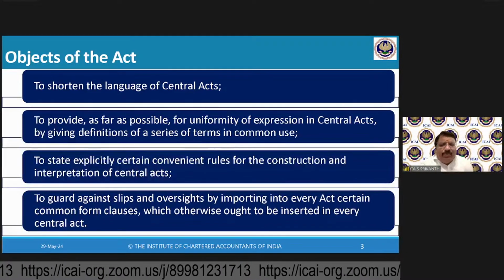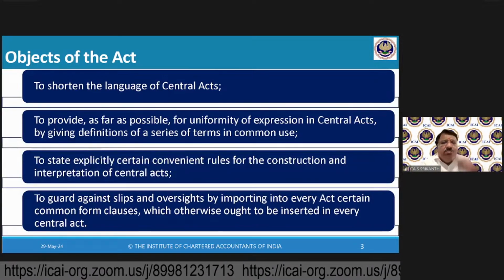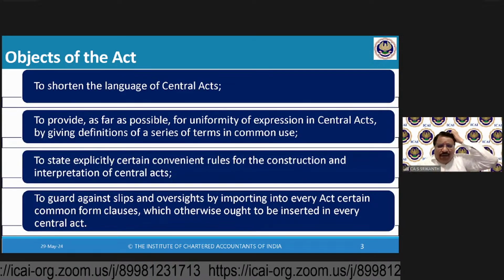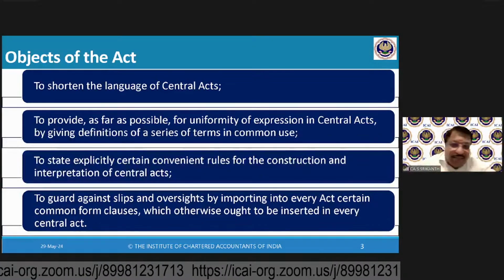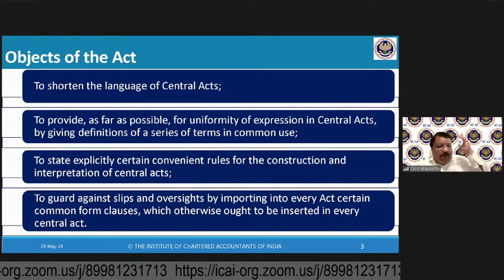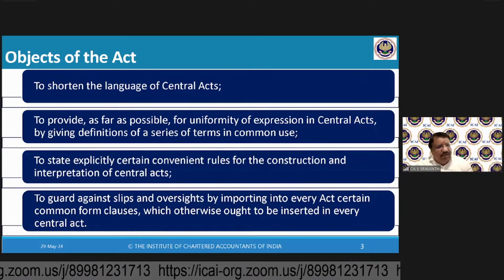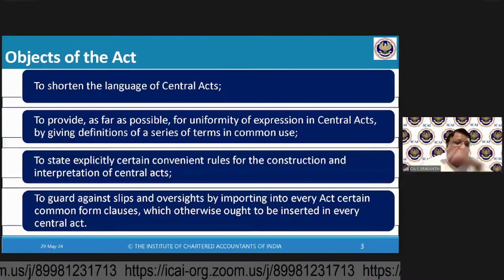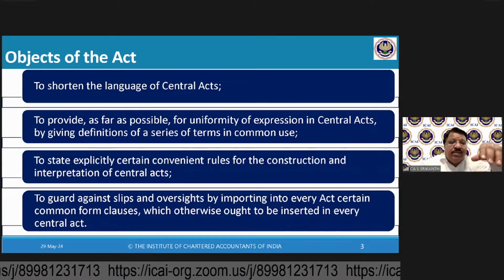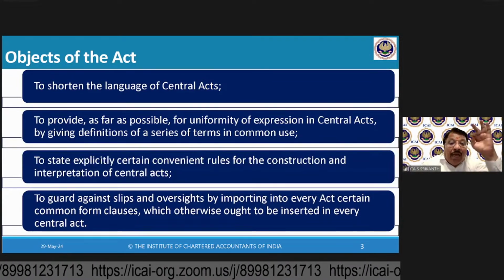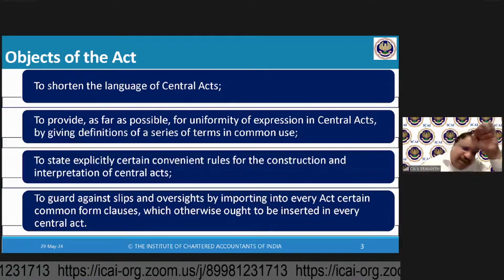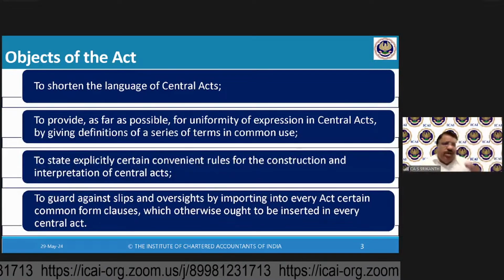Also, to state explicitly certain convenient rules. So wherever this word is used, this is what it means, interpreting, and so on and so forth. We'll see such cases. What is the meaning of immovable property? Wherever the words immovable property are used, this is what it means. One more thing you should understand is that the provisions of the General Clauses Act are universally applicable across enactments without exception. So in whichever enactment you find this, you can argue.